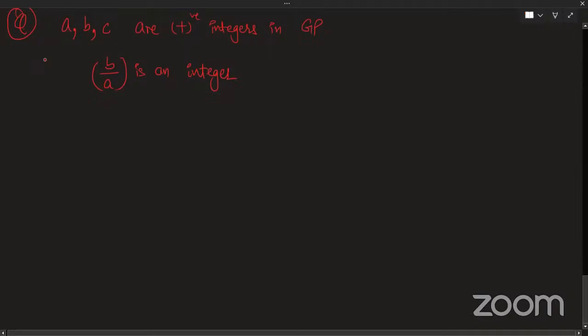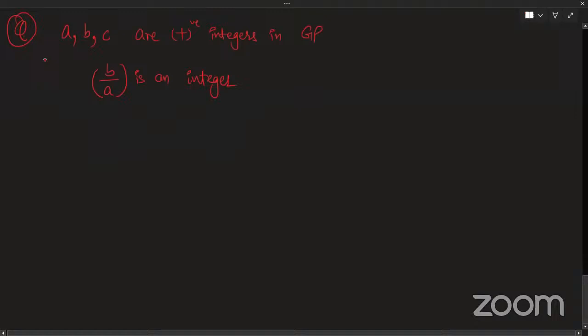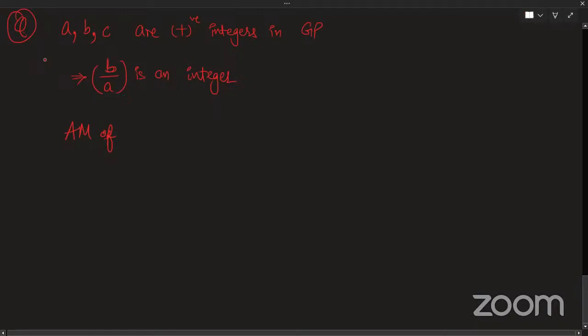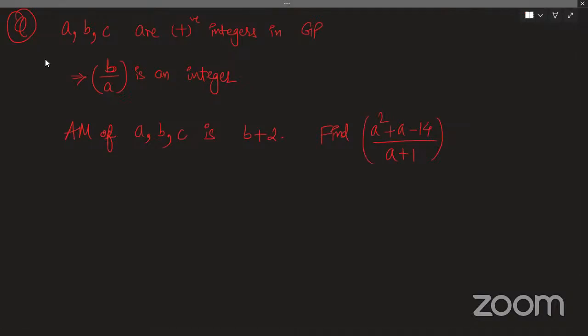A, B, C are in geometric progression, and B by A is an integer. The arithmetic mean of A, B, C is B plus 2. So it is asking me to find A square plus A minus 14 by A plus 1. In other words, it is asking me to find the value of A. Fine.